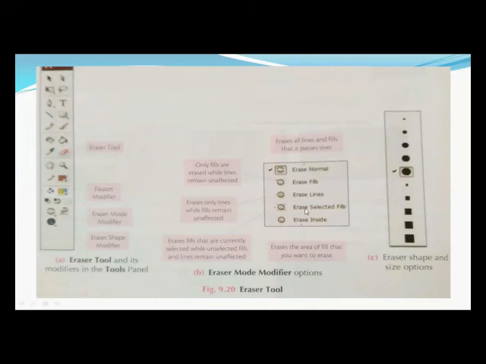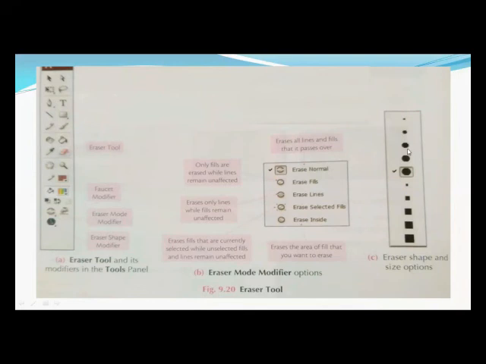Now the next option, erase selected fills. This option is used to erase fills that are currently selected, while unselected fills and lines remain unaffected. And the last option is erase inside, which erases the area of fill that you want to erase. Now this is the eraser shapes and sizes option.